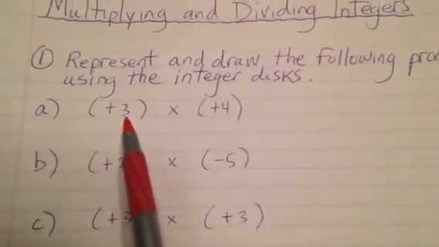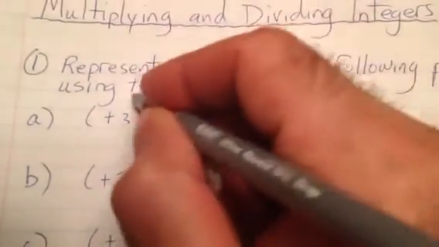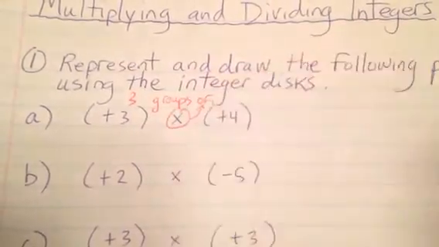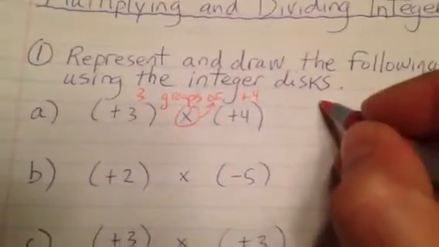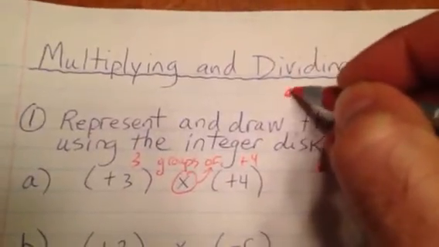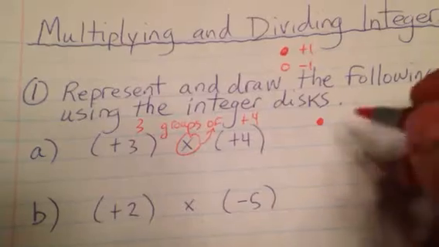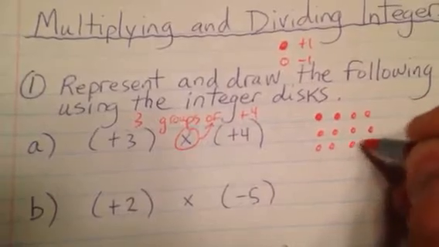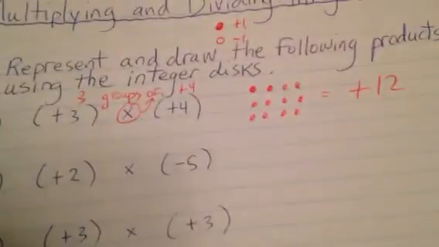So when we have positive 3 times a positive 4, I want students to know that this means 3 groups of 4. The multiply I always say means "of," so it's like 3 groups of positive 4. If I had to draw that, remembering that a dark circle is a positive 1 and a hollow circle is a negative 1, I have 3 groups of positive 4. So 1, 2, 3, 4, 1, 2, 3, 4, 1, 2, 3, 4. If I had 3 groups of positive 4, that equals positive 12, right?